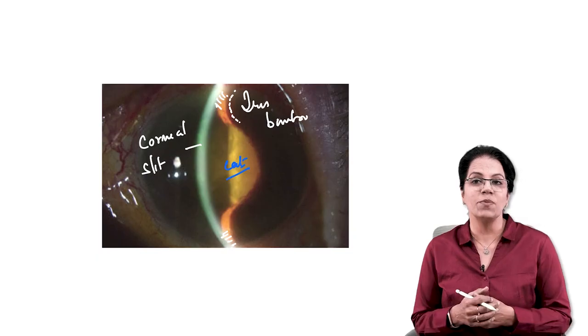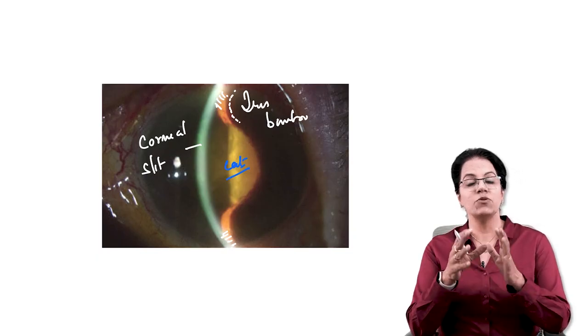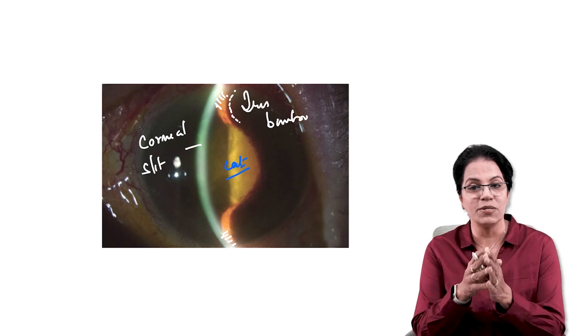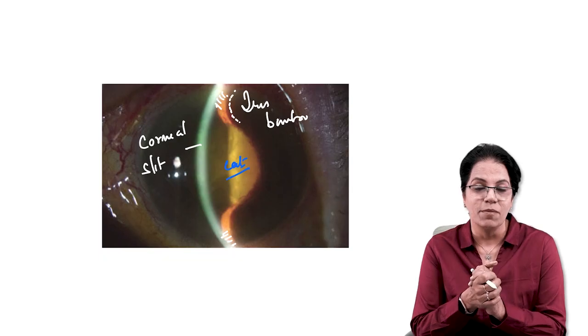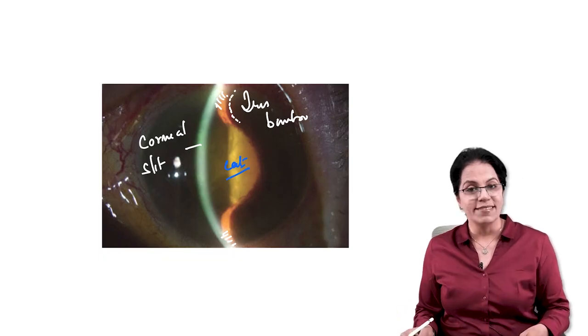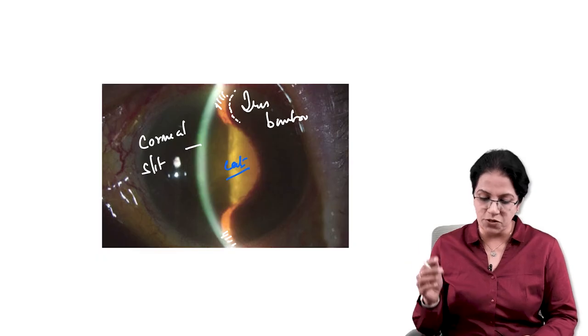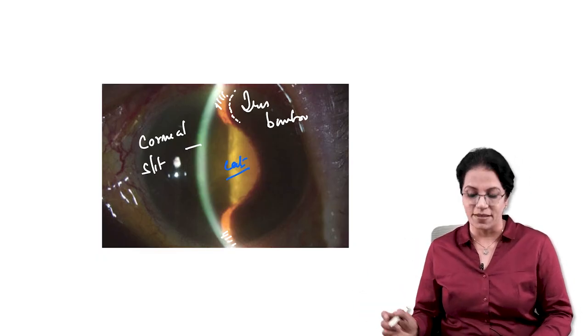Any uveitis, I hope you can think with me, can lead to two major complications which you have to always remember: complicated cataract and secondary glaucoma. But if they ask you which is the most common complication, you should always answer secondary glaucoma. Okay, this is an important question.